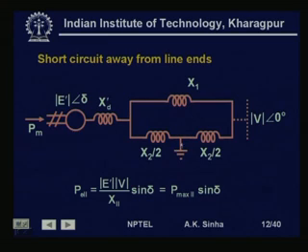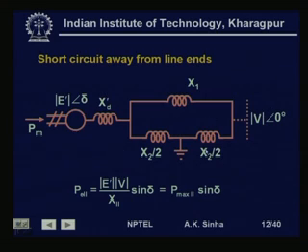When a fault occurs here and this is cleared by opening of the circuit breakers at the two ends, then again the power transfer between the machine and the infinite bus is given by E dash v divided by x d dash plus x 1 into sin delta. That will be the post fault condition.